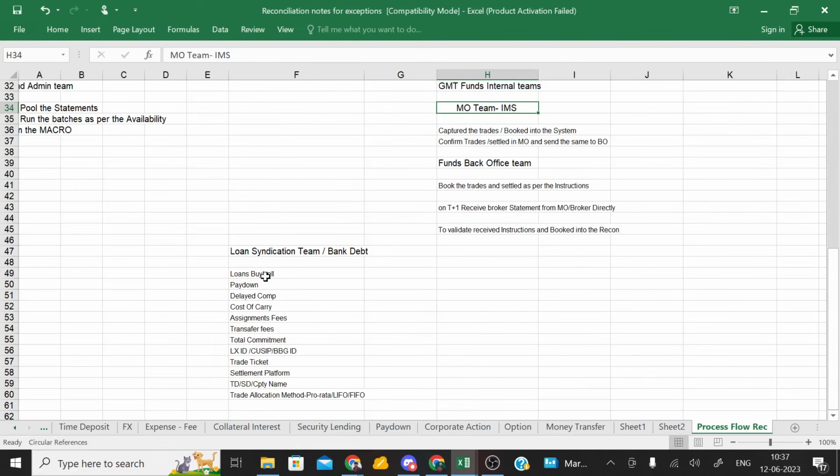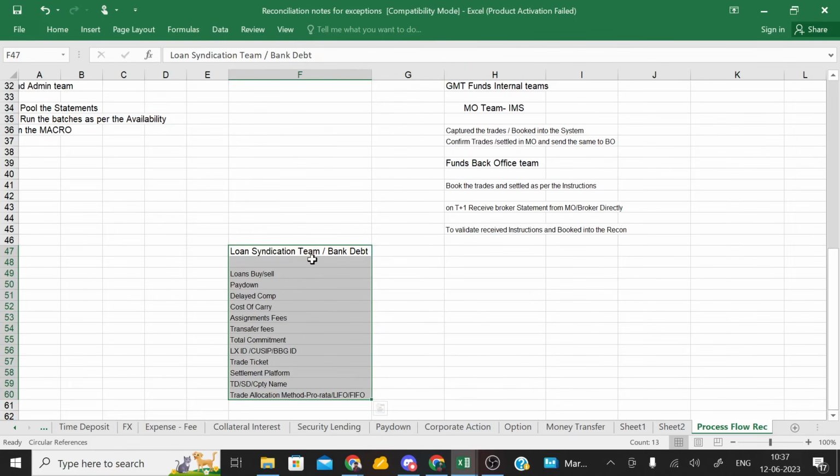I'll send that to you personally because it's a confidential document, so you can check it out. So the loan syndication team booked their data into the system. Why is this important? Because if you don't understand this background, then you cannot work perfectly in reconciliation, right?